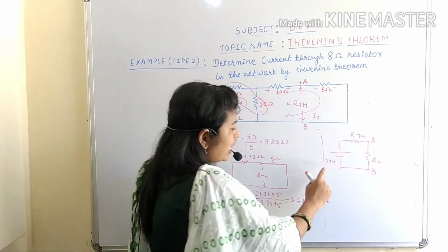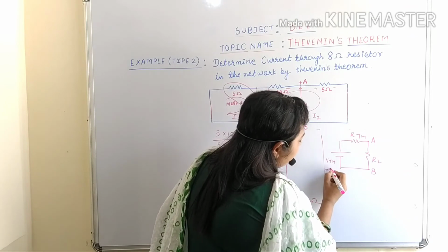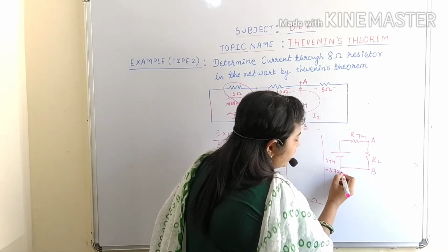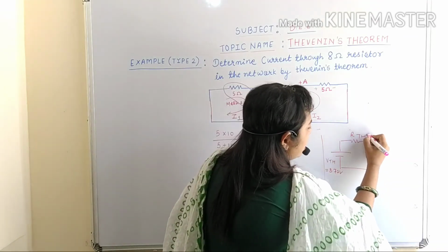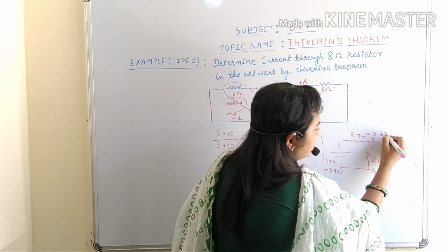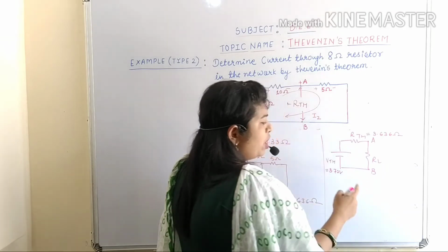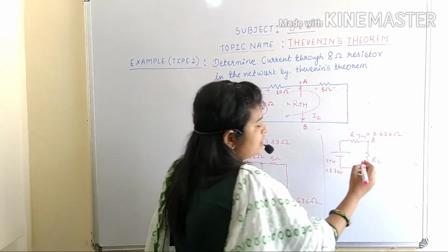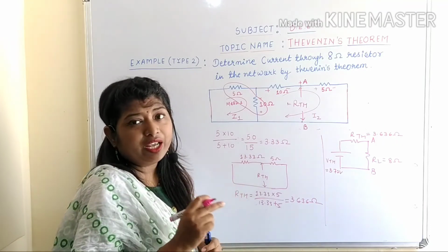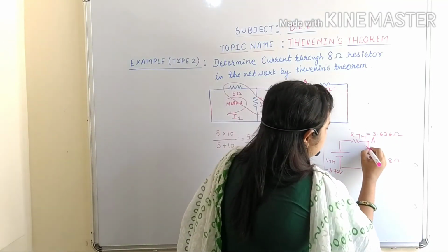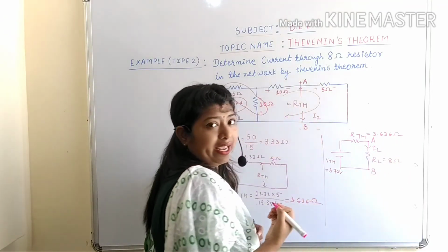Am I right? So can you tell me what is VTH? VTH is equal to 3.72 volt. Already we have done with that. What is RTH? RTH is equal to 3.636 ohm. What is RL? RL is nothing but equal to 8 ohm, through which we need to calculate the load current. So this is nothing but equal to IL.